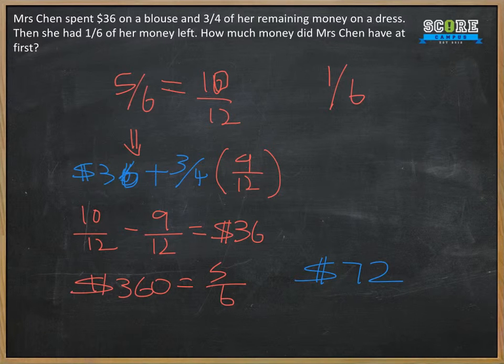So what is the total amount of money she had in the beginning? $360 plus $72, and this equals what? 432. Do the simple arithmetic and you got that.